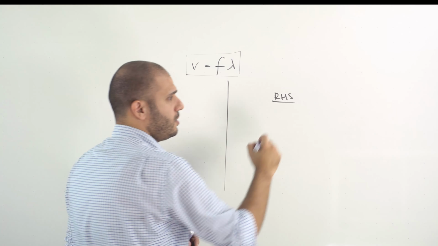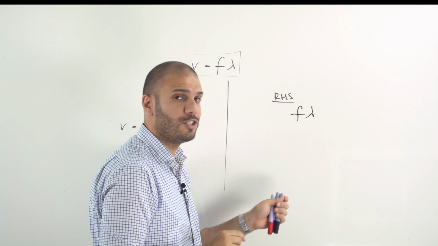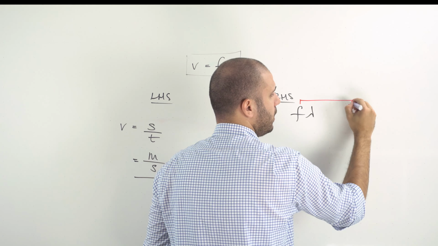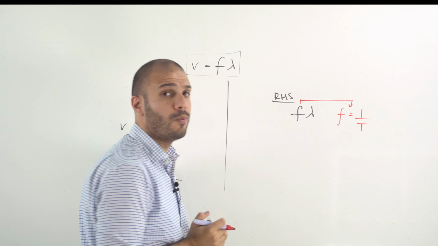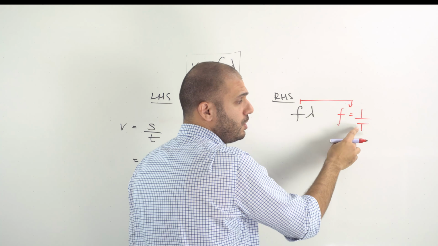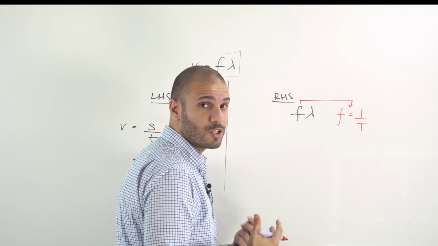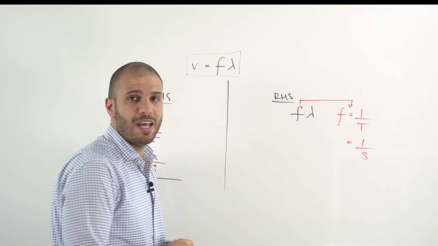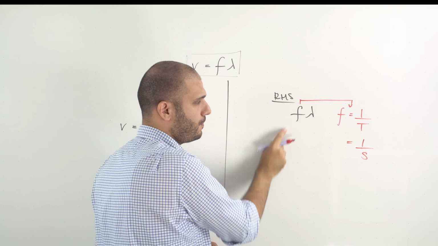For the right hand side, we've got f lambda. Now f is frequency, and that is not a base quantity, so we need to open that up into yet another equation, which would be 1 divided by the periodic time. Now 1 doesn't have any units, however T is representing time, and therefore that is a base quantity. So we can simply write its base units. So 1 over second is the unit for frequency.